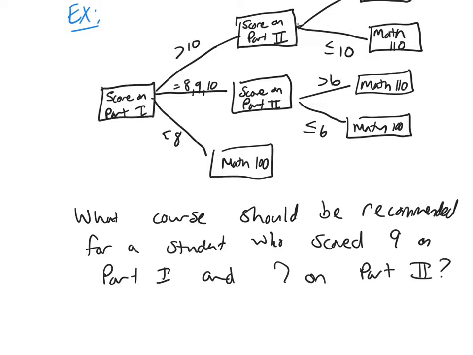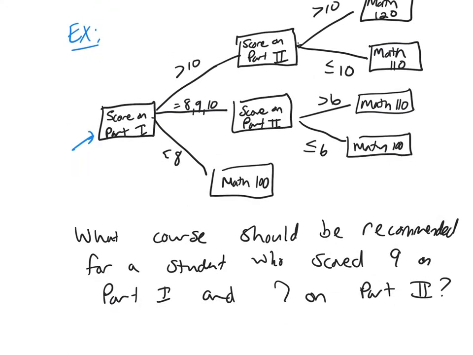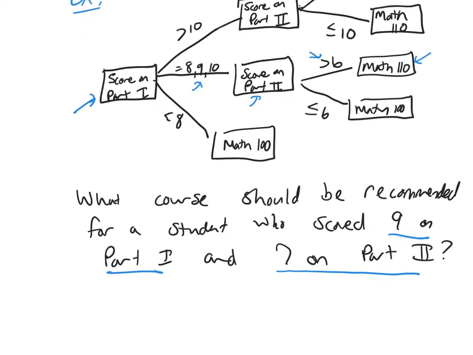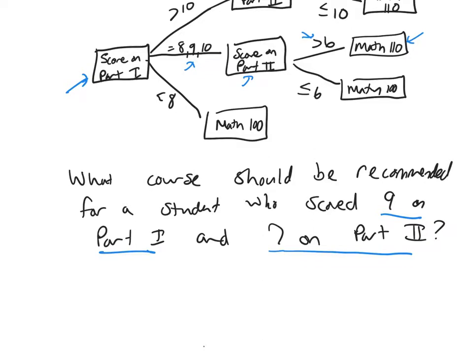So you're going to start at the beginning, right here, and you're going to break off depending on their score. If you look, they scored a 9 on part 1, which means we should take this middle track here to this box, and now they scored a 7 on part 2. A 7 is bigger than 6, so we should take this path down to the final end, and the course that should be recommended for them would be Math 110.